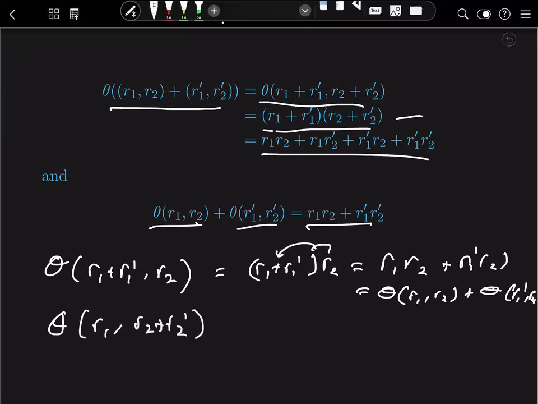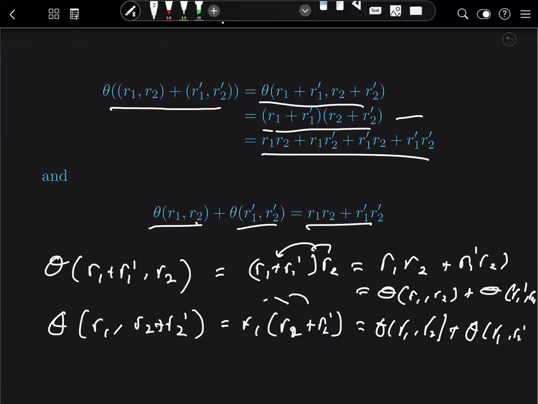We do the same kind of computation. This is going to be R1 times (R2 plus R2 prime). And we distribute again, and we get theta of (R1, R2) plus theta of (R1, R2 prime). So we have another kind of distribution condition. And so there's another condition that we can talk about.